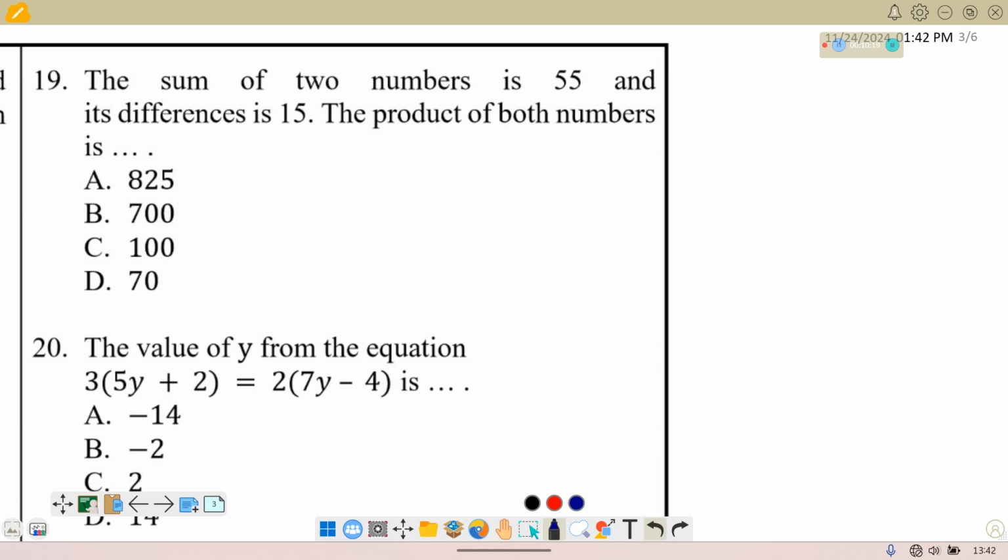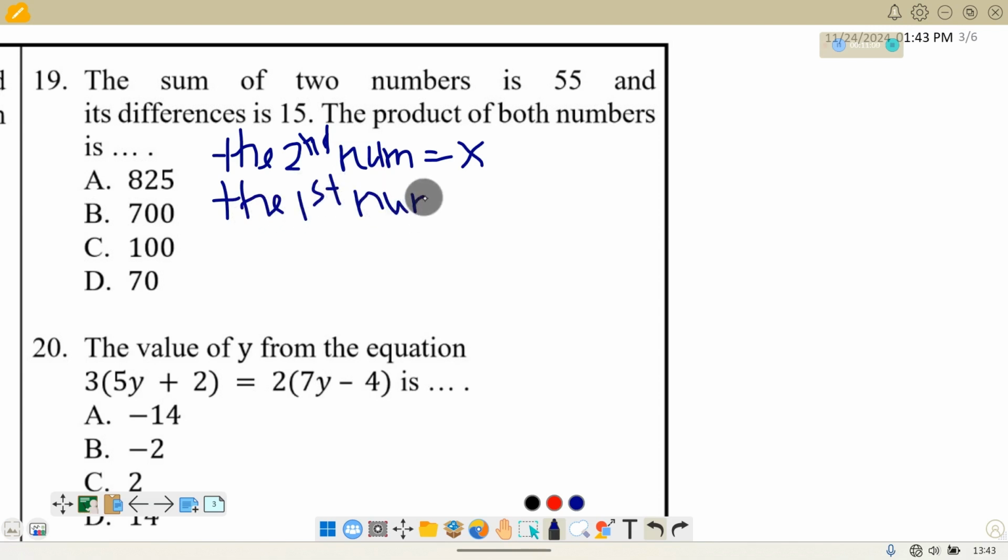For number 19, the sum of two numbers is 55 and the difference is 15. The product of both numbers is, how are we going to solve this problem? The sum of two numbers is 55. Let's say the second number is x. The sum of two numbers is 55. So we can say that the first number is 55 minus x. Am I correct, guys? Okay, and the difference is 15.